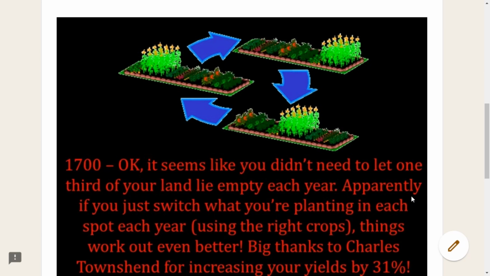See, the thing is, some plants need certain vitamins from the soil, so they take those, but they also leave behind vitamins as waste products. If you just switch your plants around, you can get them going in a cycle where one plant sucks up one type of vitamins, but leaves behind vitamins that the next set of plants is going to need.